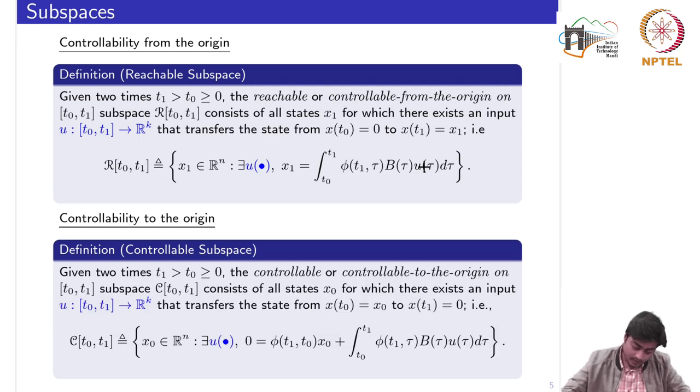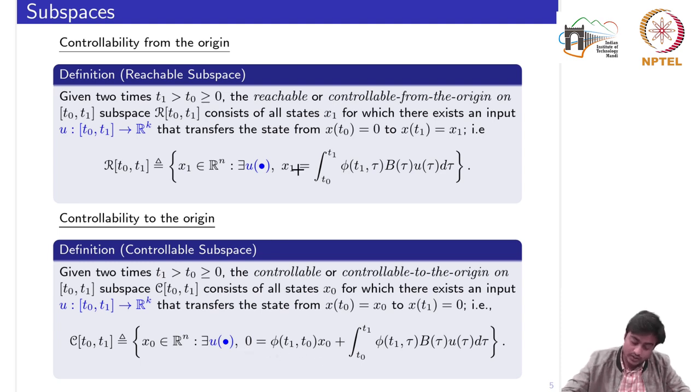Now for the controllability to the origin, we define this subspace, which consists of all the states x0 for which there exists an input u that transfers the state from x0 to 0. Okay, so the subspace consists of all those x0 in the n dimensional space such that there exists a u such that x of t1 is equal to 0, which is equal to this expression.